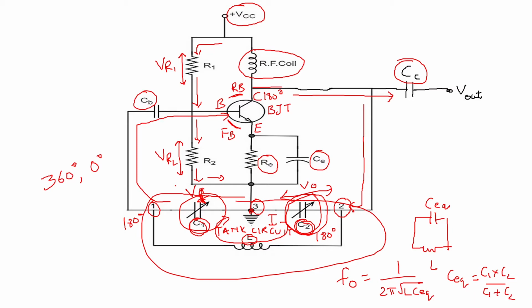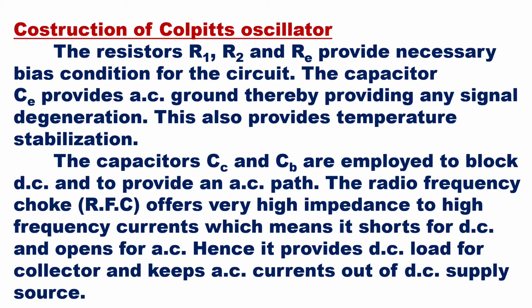Now for this explanation, we can write a theory which can go as follows. Construction: the resistors R1, R2, and RE provide the necessary bias condition for the circuit. The capacitor CE provides AC ground, thereby preventing any signal degeneration.